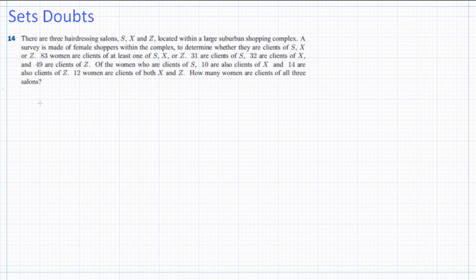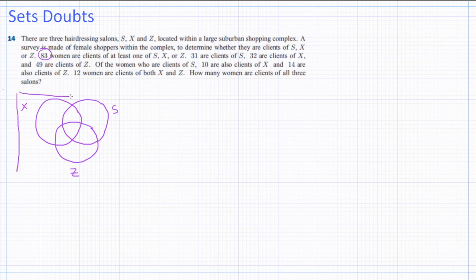So the easiest way to visualize this problem is by drawing some Venn diagrams. In this case, we will have 3 sets, X, S, and Z. All of the people that we're considering are inside of at least one of those. So if we draw our rectangle outside, there's no one here. There's no one outside of those 3 sets.